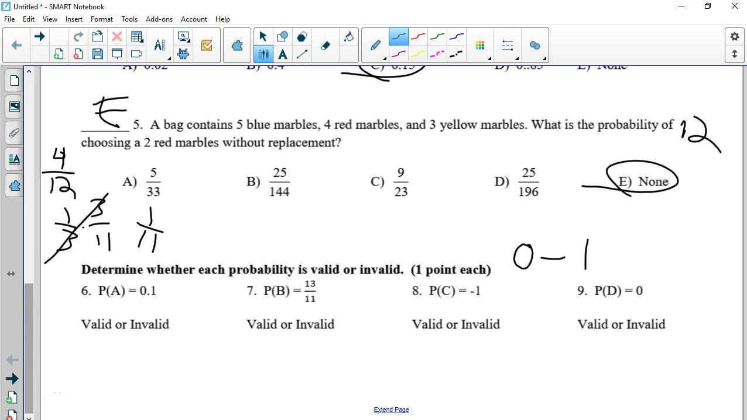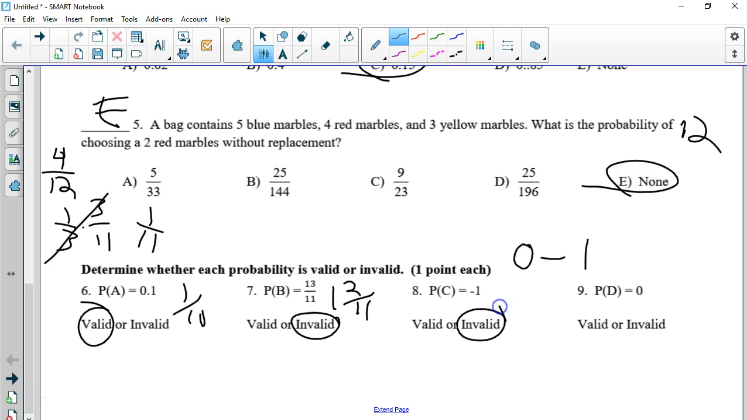We got to check. Is each number between 0 and 1? Can't be negative. Okay? And it can't be bigger than 1 or an improper fraction. 0.1. Well, that is the same number as 1/10. 1 out of 10. 0.1 is 10 cents, between 0 cents and $1, so that's valid. 13 over 11, yes, it's a fraction, but it's an improper fraction. This is the same thing as 1 and 2/11ths, which right there tells you it's bigger than 1, because the numerator is bigger than the denominator, therefore it's invalid.